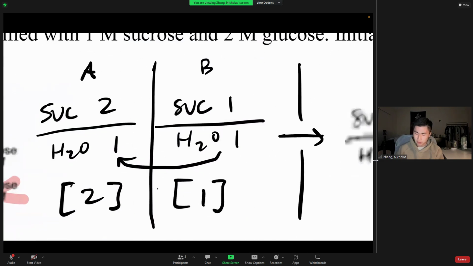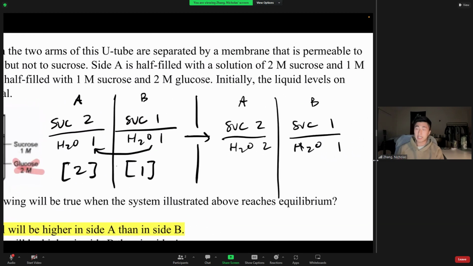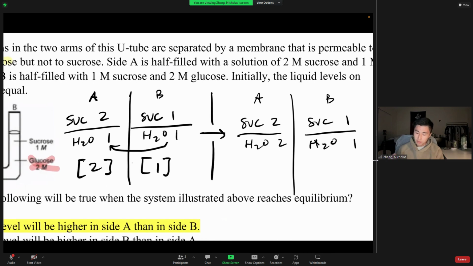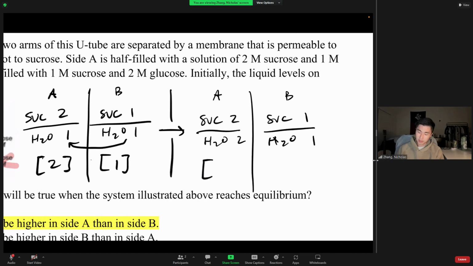And we're kind of just making water out of nowhere if we're working with these discrete numbers, but these numbers don't really mean anything. They're just indicators of more or less relative to the other side. So basically moving water over to the left will decrease the concentration of sucrose to water. And then that would give us a resulting balance in concentrations.